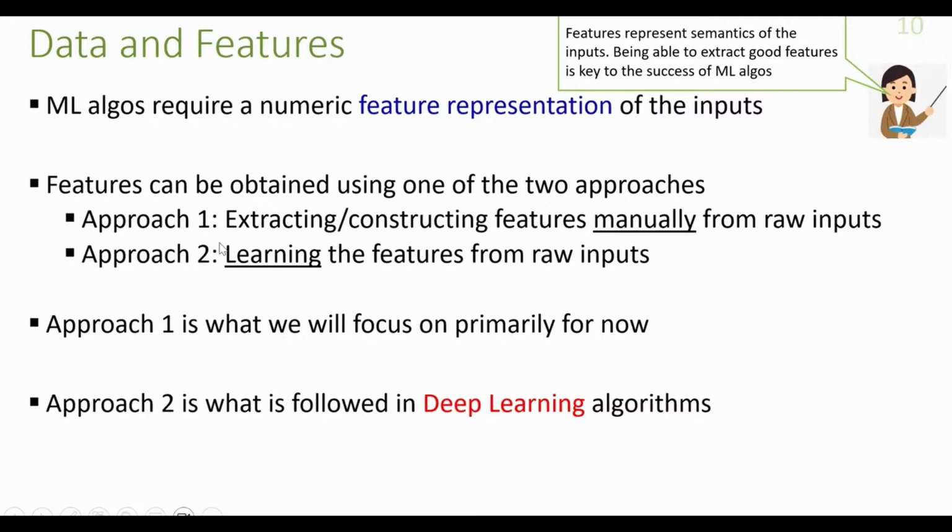So this second approach is used in deep learning. In deep learning models, we will not extract these features manually, and the model will do it automatically. The model will automatically extract features from raw images, raw data. But in traditional machine learning models, we have to extract features manually from raw inputs. Then only we can use machine learning models.